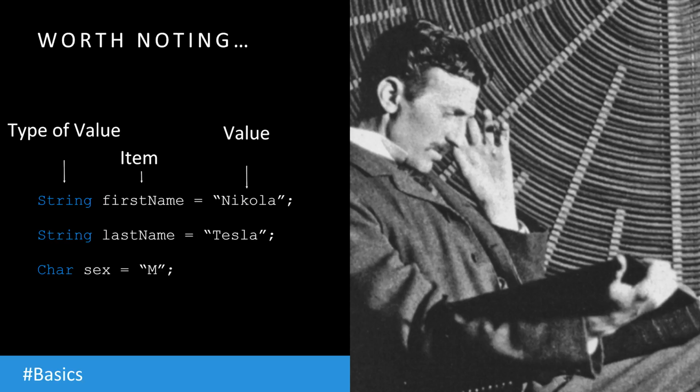So worth noting, this is kind of a breakdown of what we just talked about. So the type of the value goes on the left, at least in our example. The item itself, or the name of the item, goes second, and then the value of that item is on the far right. And then we set everything equal to each other using the equal sign.